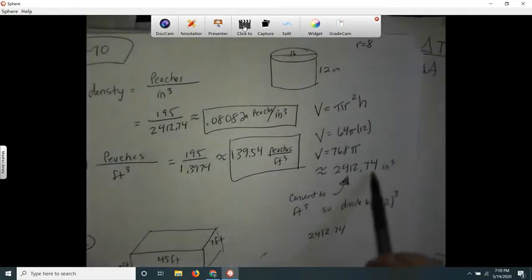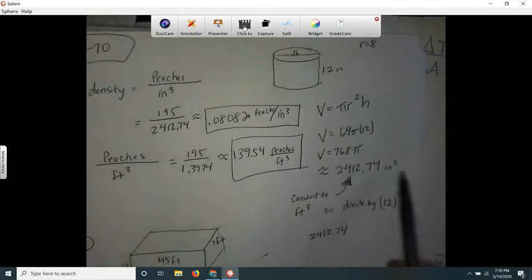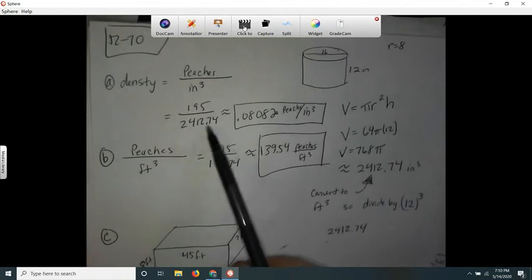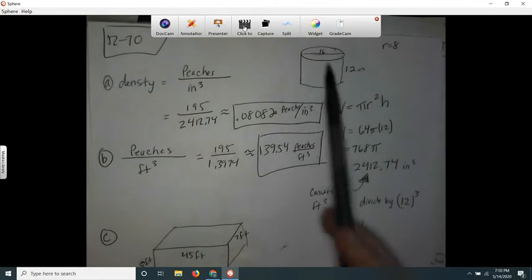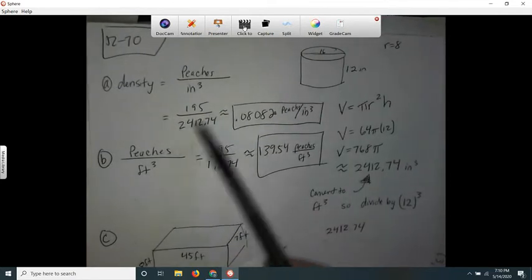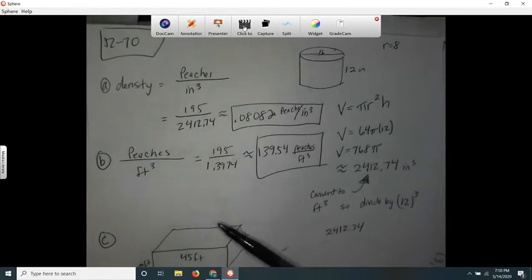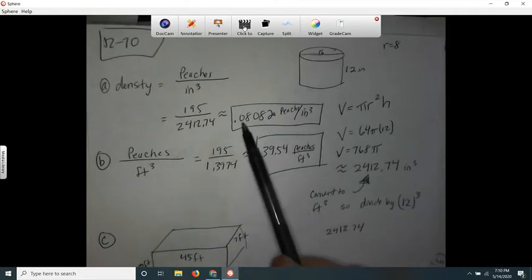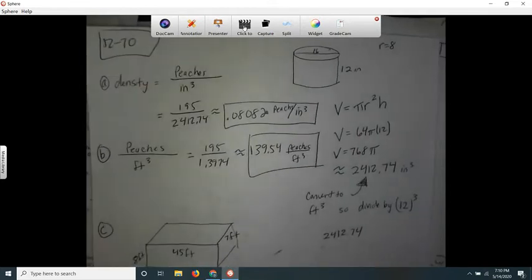I just stuck this in my calculator: I went 768 and hit the pi key, and I got approximately this decimal number, which I plugged in for the cubic inches. I already know there are 195 peaches that fill the basket, and the basket can hold this much, so that's peaches per cubic inch. It ends up being approximately 0.08082 peaches per cubic inch, right? Because a peach takes up more room than a cubic inch, so that actually makes sense.